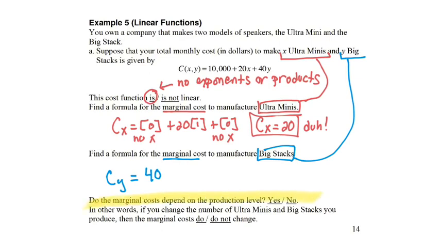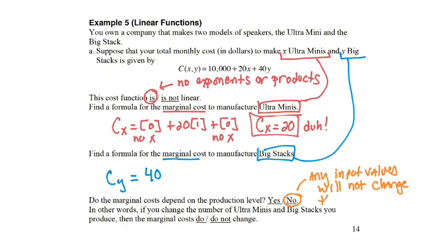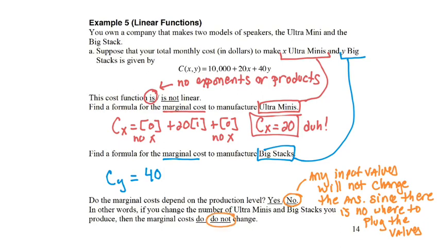So now we're asked, does the marginal cost depend on the production level? Like how many of each type of speaker? Is it 20 X's and 50 Y's or some other number? But the answer is no, it doesn't matter because any input values will not change those answers since there is nowhere to put the values. So in other words, if you change the number of Ultra Minis and Big Stacks you produce, the marginal cost does not change.